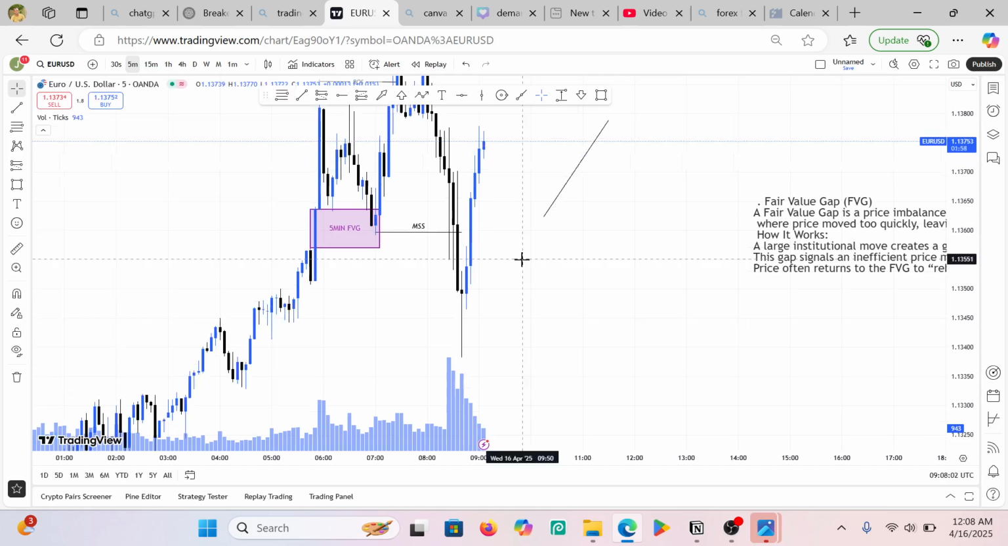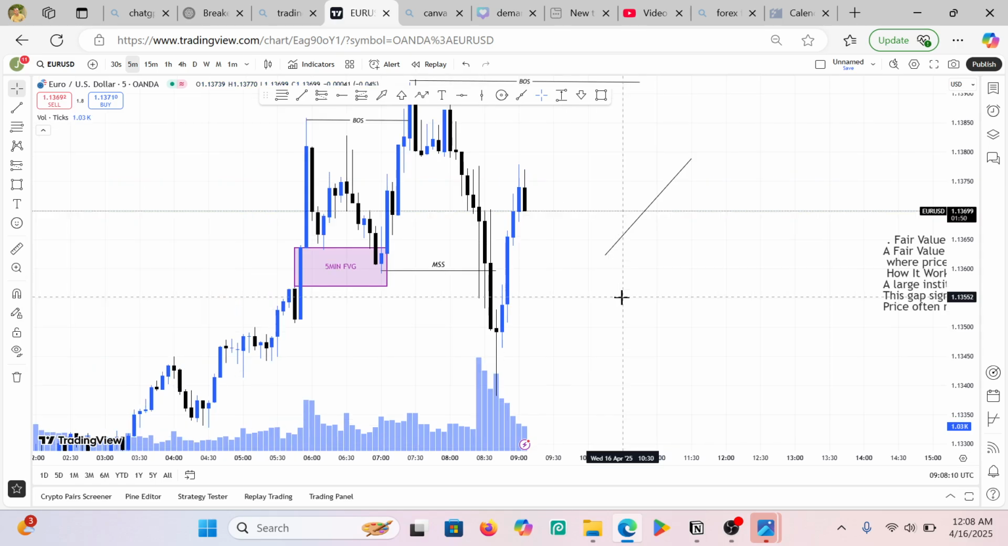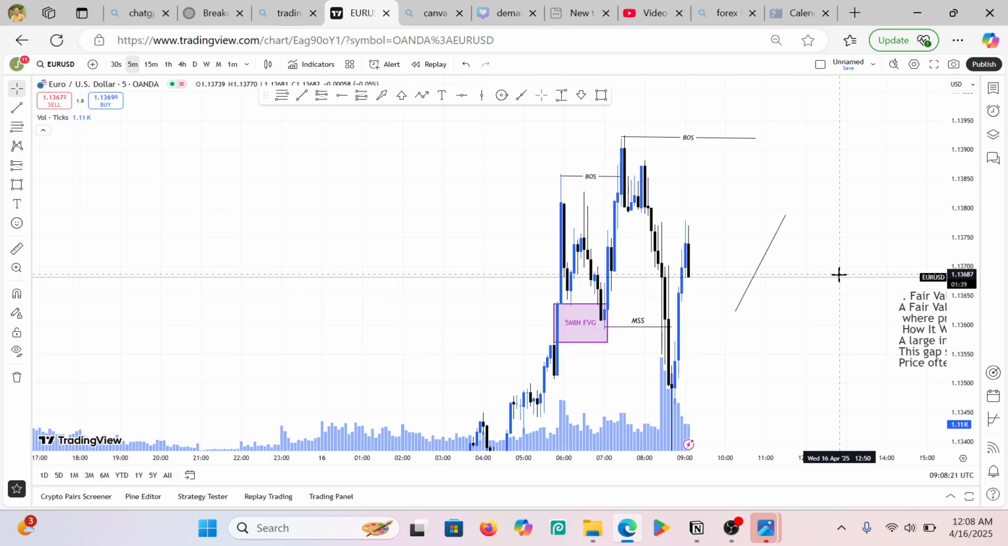When a fair value gap is mitigated, the price cannot respect that fair value gap later, but it can respect that fair value gap when the fair value gap is not mitigated. This fair value gap was mitigated. That's why the market went aggressively buying.